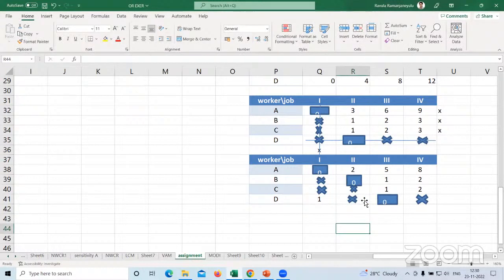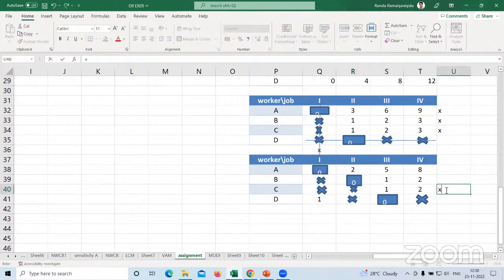So how many assignments did we get? We got only 3 again. Again, we need to go through the same procedure that we did here. In which row did we not get the assignment? Row C. So make a tick mark for this. In this row we didn't get the assignment.